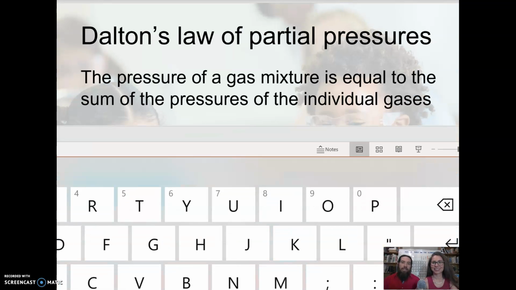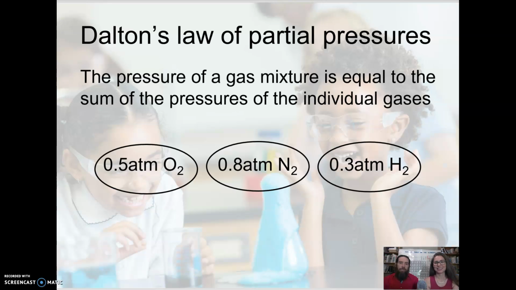All right, Dalton's law of partial pressures states that the pressure of a mixture of gases is equal to the sum of the pressures of the individual gases. So what this means is that it doesn't matter what gas it is, we can just add the pressures.